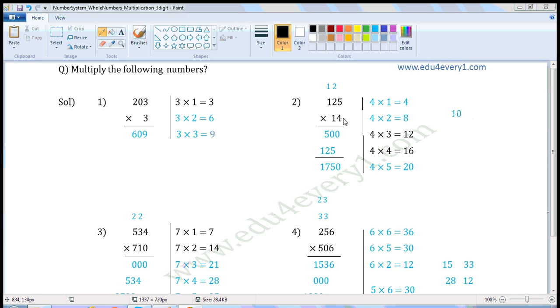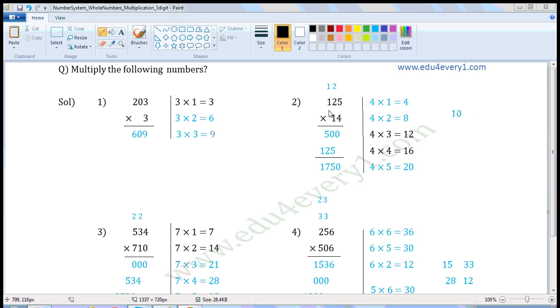Now we have to multiply 4 with 2. 4 into 2 is 8. Add the carry 2 to it. It becomes 10. So write 10 in the upper. Take this 1 and write it as a carry over the next digit. And take the 0 and write it before 0.